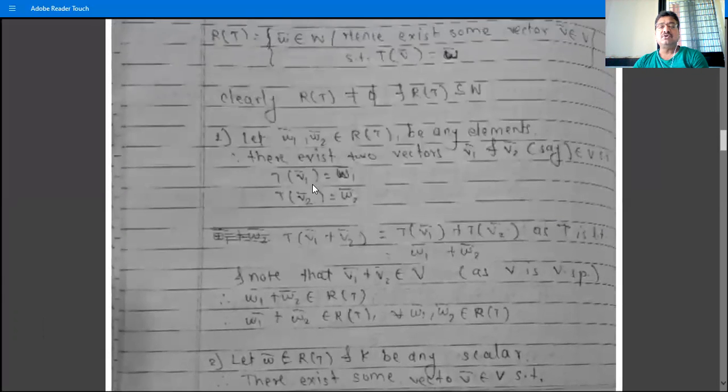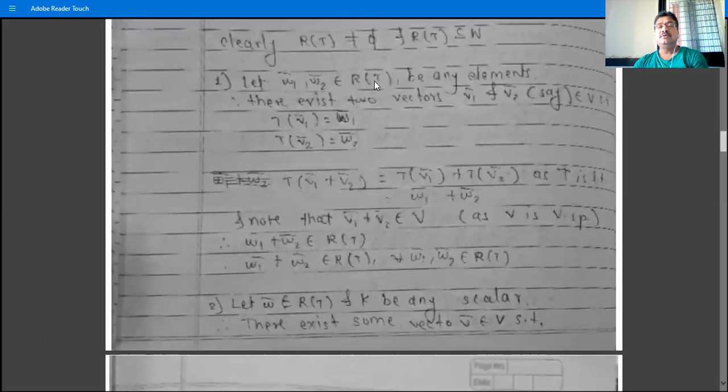And now we have to show that W1 plus W2 belongs to R(T). W1 plus W2 belongs to R(T) if W1 plus W2 is the image of some element of V. So consider T of V1 plus V2, which is equal to T V1 plus T V2, as T is a linear transformation, and T V1 is W1, T V2 is W2. And so what do we have? T of V1 plus V2 is W1 plus W2, and V1 plus V2 is an element of V, as V is a vector space.